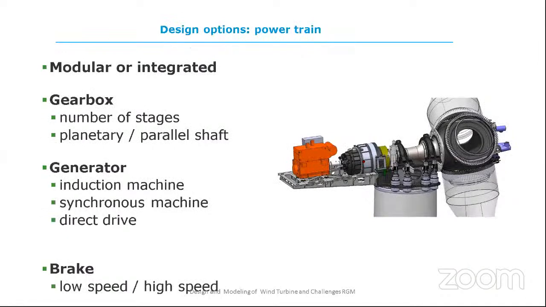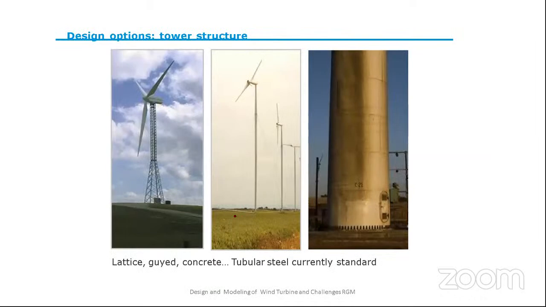Now you can see the gearbox, number of stages. Then I have explained whether you want to use an induction machine, synchronous machine, or direct drive machine for the generator. This is conceptual. There are so many concepts. Then you have to keep in mind whether you need a low speed or high speed braking system, and also the tower. Which tower do you want to go for?